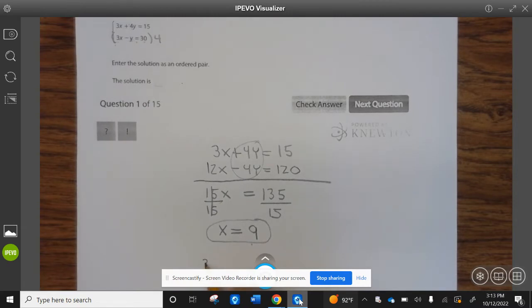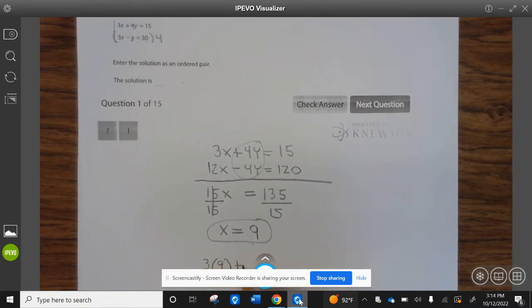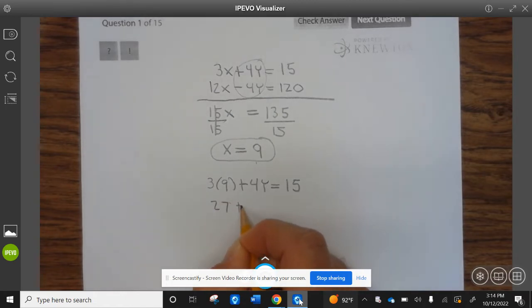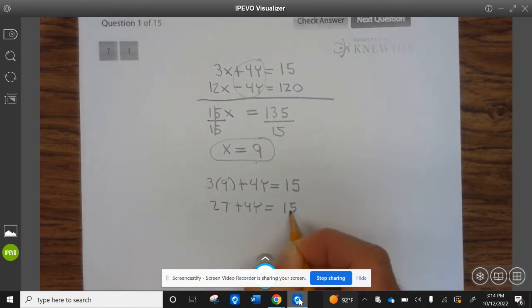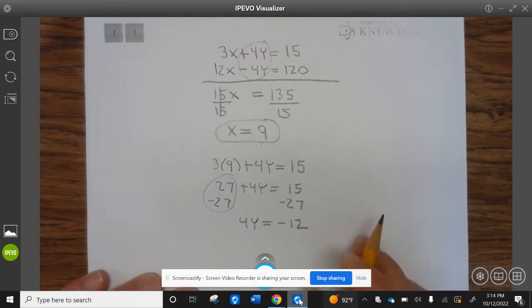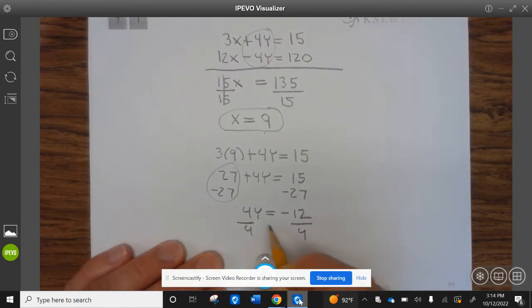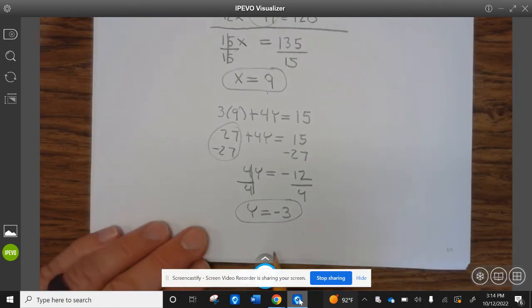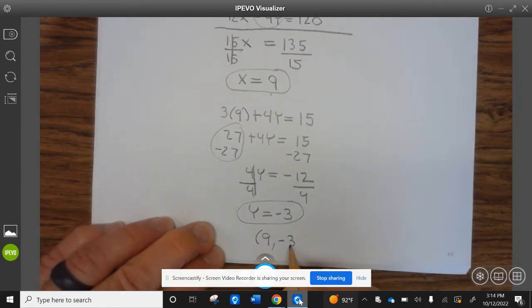So that's 3 times 9 plus 4y equals 15. So 9 times 3 is 27 plus 4y equals 15. Subtract 27 from both sides. Get 0. 4y equals negative 12. Divide both sides by 4. Y equals negative 3. So your solution is 9 comma negative 3.